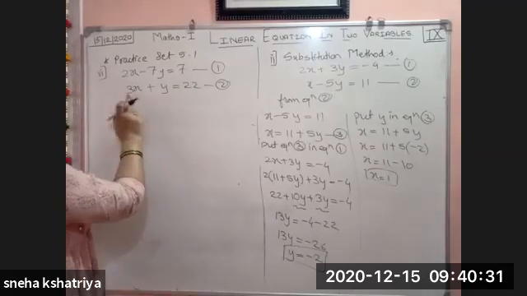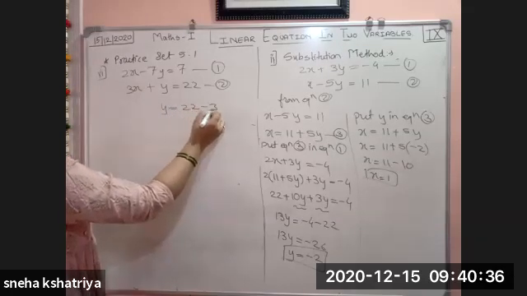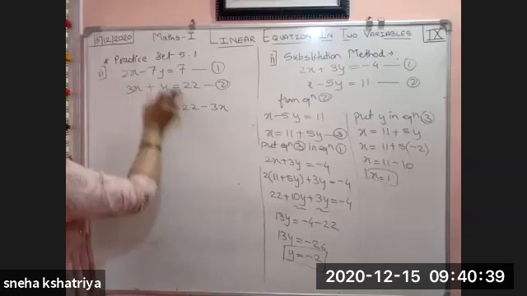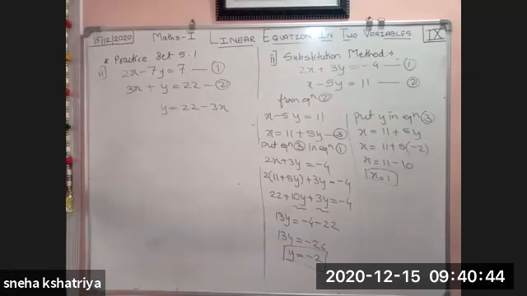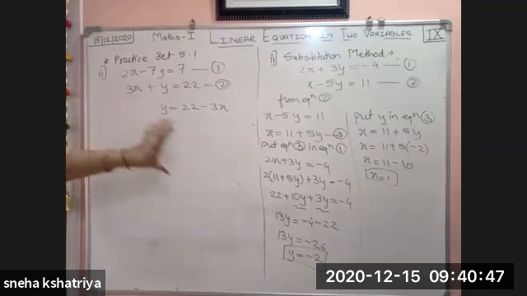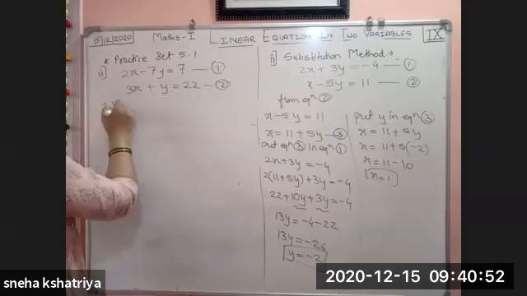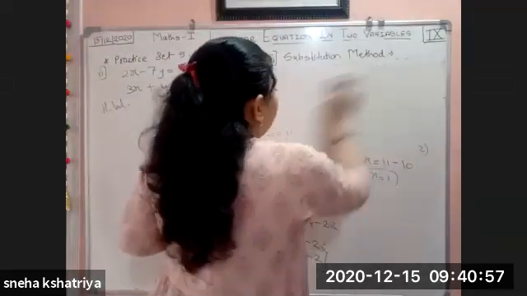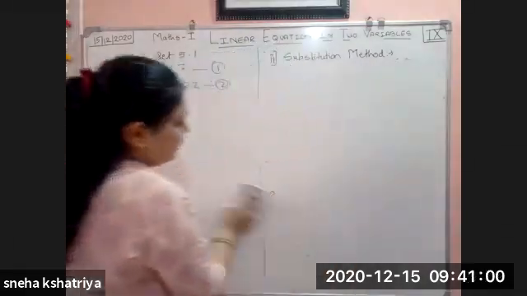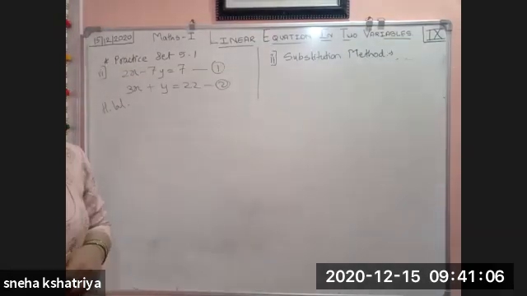Again, see here, y is single, so if you shift 3x to the right side, you will get y is equal to 22 minus 3x. From equation 2 you find this and put this value in equation 1, and after solving you will get the value of x. By this same procedure, you are going to solve this example as homework. So today we have completed practice set 5.2. In the next lecture, we will see word problems related to linear equations in two variables.